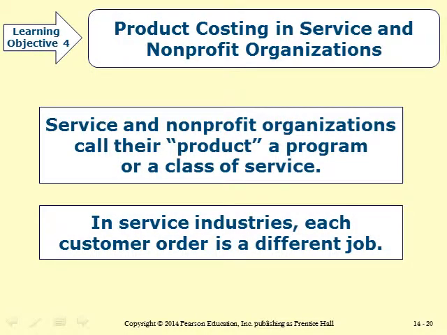Service and nonprofit organizations do not usually call their product a job order. Instead, they may call it a program or a class of service. A program is an identifiable group of activities that frequently provide services rather than goods. Examples include a safety program, an education program, or a family counseling program. Another example could be a quality control program.